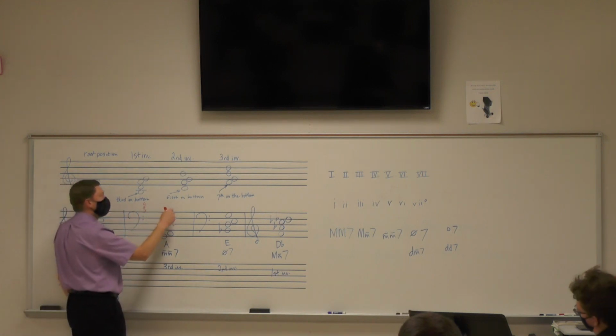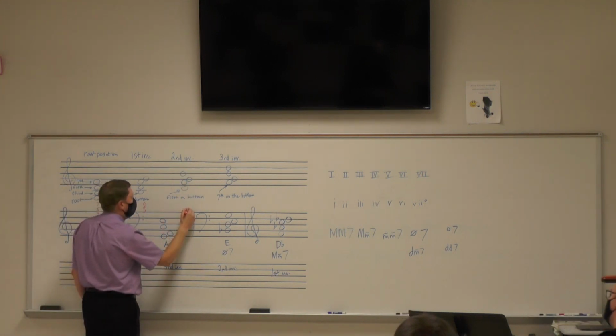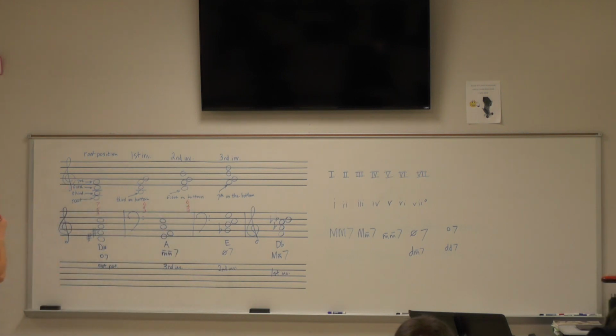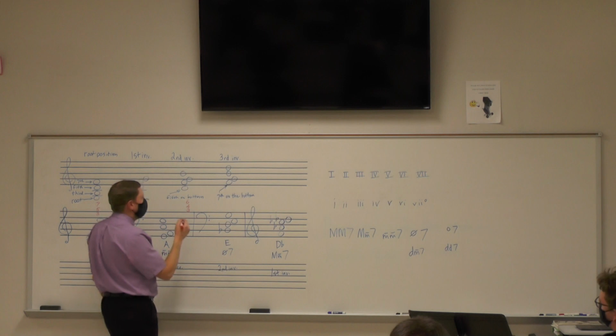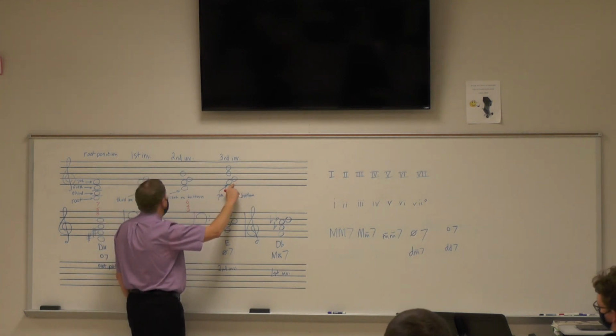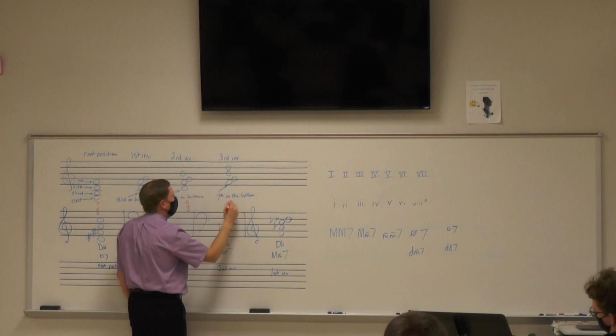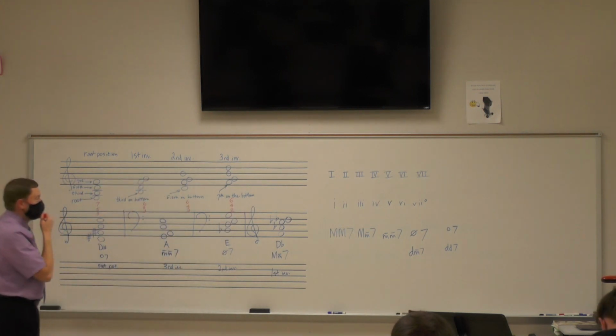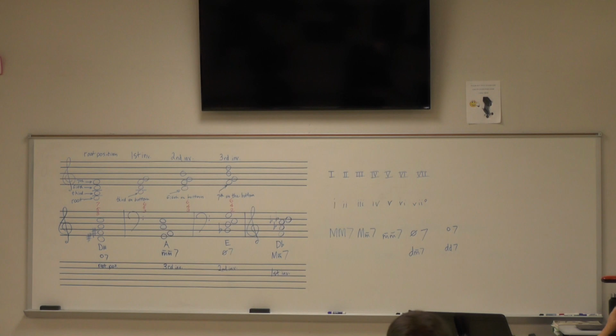Continuing with the second inversion, D to F is a third, D to G is a fourth, and D to B is a sixth. So the numbers for second inversion 7th chords are 6, 4, 3. And finally, for the third inversion, G above the lowest pitch F is a second, B above F is a fourth, and D above F is a sixth. So the numbers for a third inversion 7th chord are 6, 4, 2.